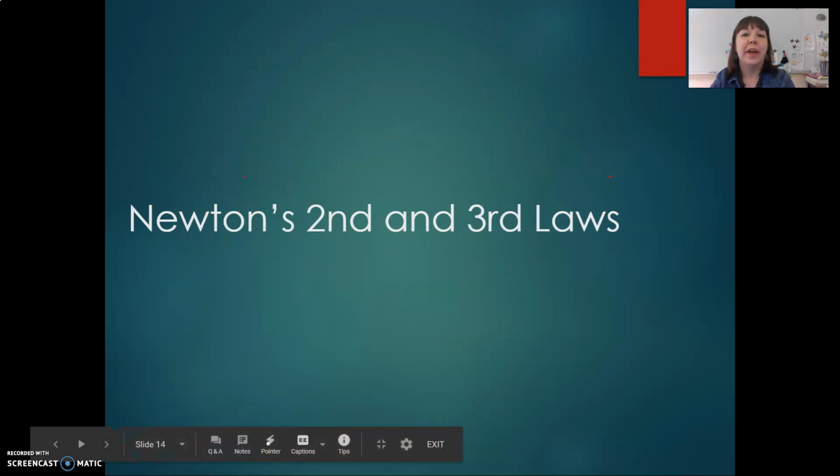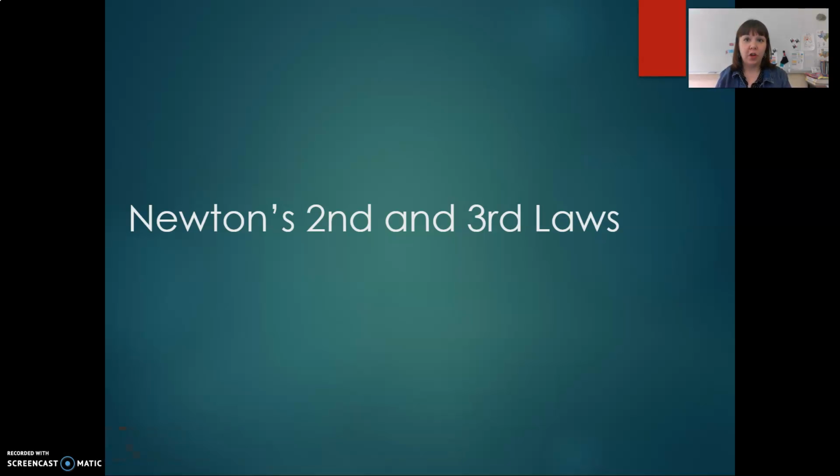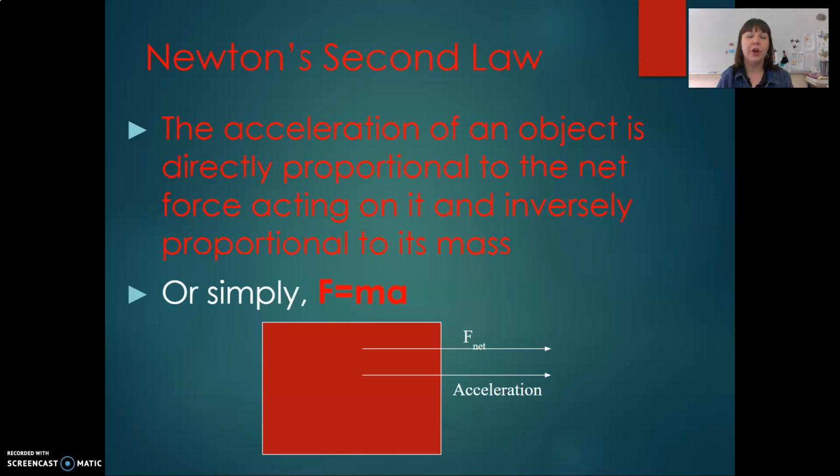All right, today we're going to pick up where we left off and look at Newton's second and third laws. So we talked a little bit about forces and what a force is. It's a push or a pull. And we started with the first law, that things are going to keep doing whatever they're doing until we put a force on them and cause them to change. So now we're going to look a little bit differently at how that change occurs.